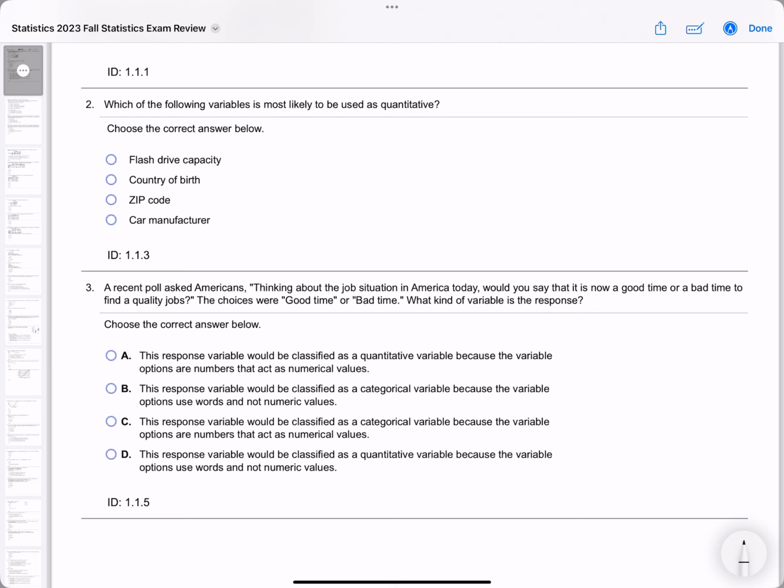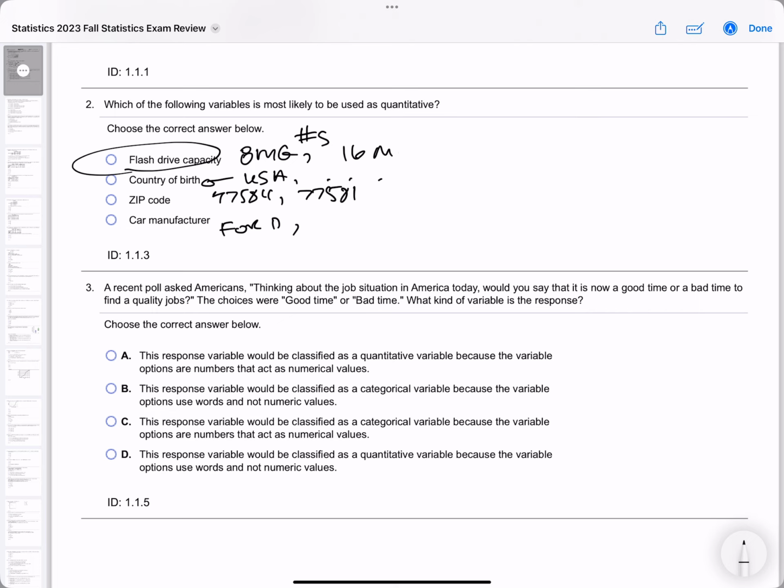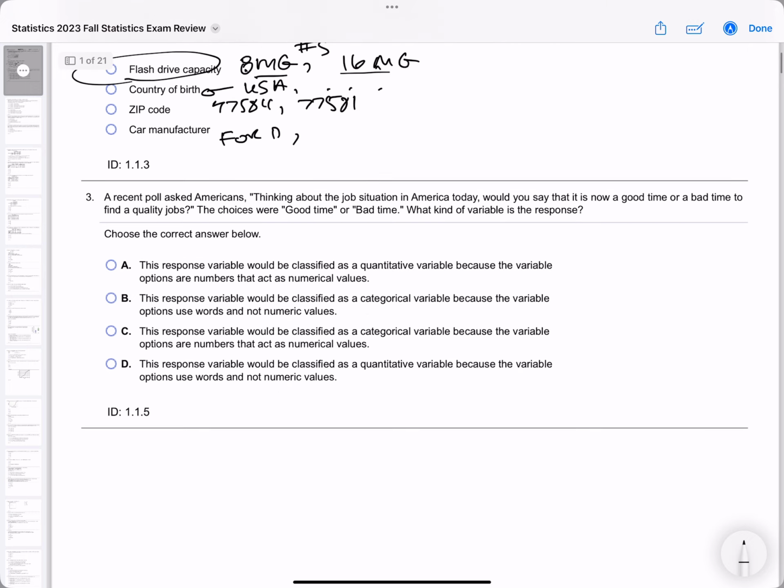Number 2, which of the variables is most likely to be used as quantitative? Quantitative means numbers and not categories. Country of birth would be like United States, Mexico, et cetera. Those would be categories. Zip code, even though it's numbers, would also be a category, because it wouldn't make sense to average zip codes like 77584 and 77581. Car manufacturer, Ford, Chevy, et cetera, are categories too. Flash drive capacity, 8 megabytes, 16 megabytes, et cetera, is an actual quantitative number, and I could find an average of them, and that would make sense.